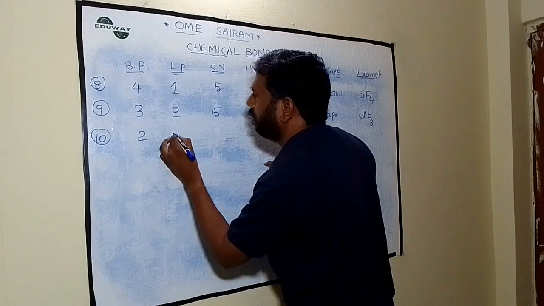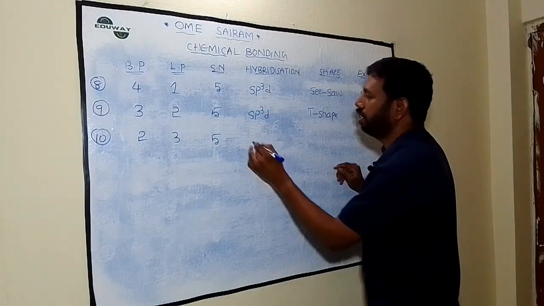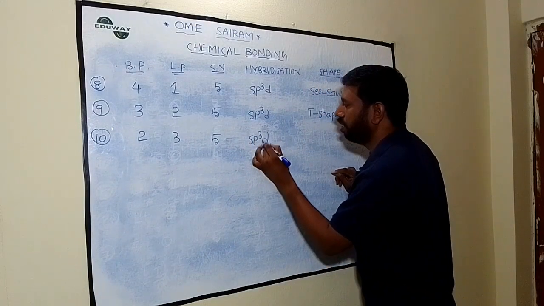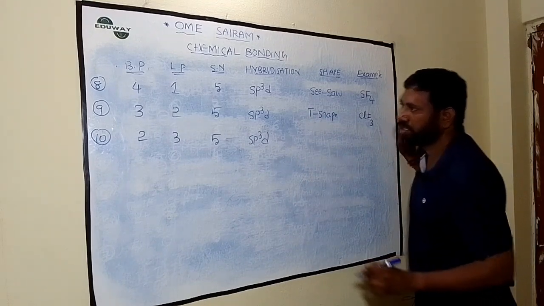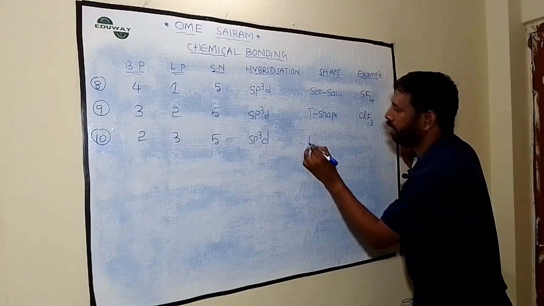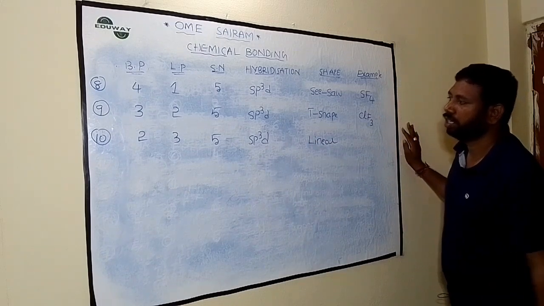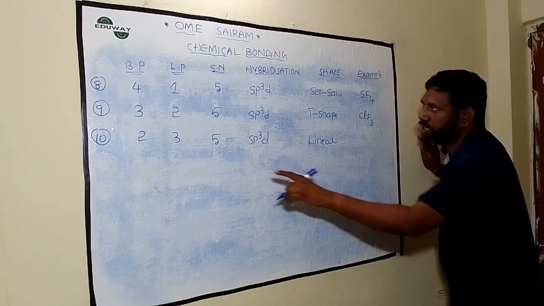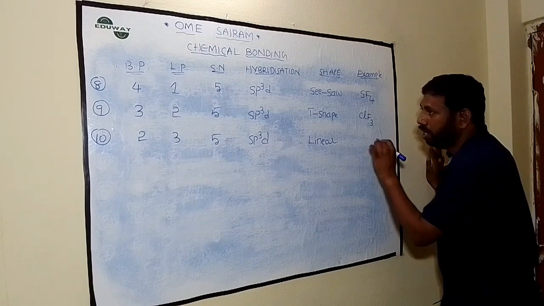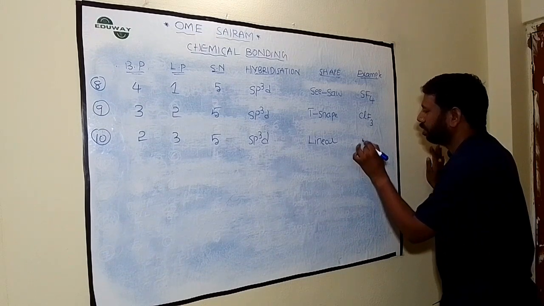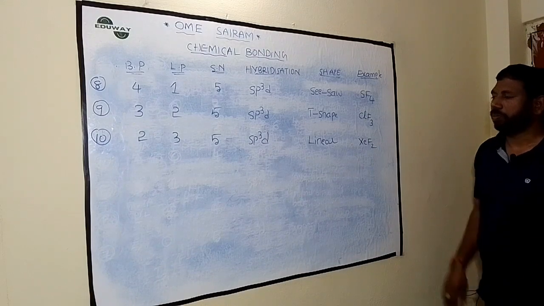Now take 2 bond pairs and 3 lone pairs. Steric number 5, hybridization sp3d. Now the geometry is linear. If any molecule has 2 bond pairs and 3 lone pairs, the geometry should be linear. Example, how many bond pairs are there? 2 bond pairs are there. That means 2 atoms should be attached to the central atom. XeF2 contains 2 bond pairs and 3 lone pairs.